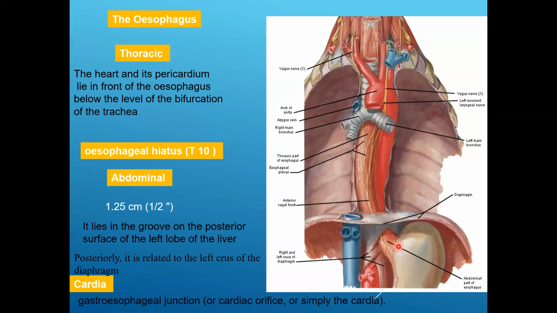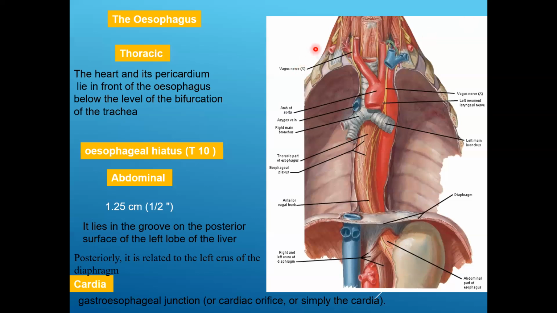Lower esophageal sphincter is a physiological sphincter. If you touch it, you hold it, you don't see any thickening of the muscles. Why? Because it is controlled by the autonomic nervous system, sympathetic and parasympathetic. Dr. Peter is going to talk about that.